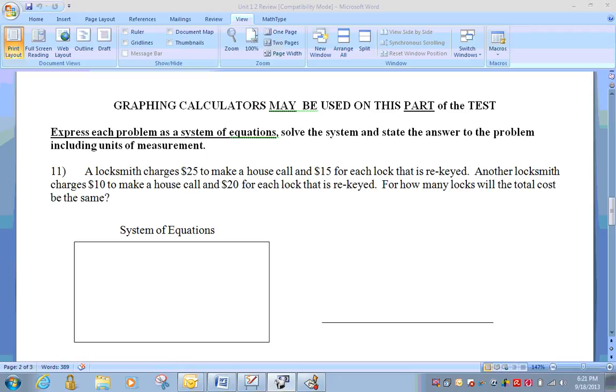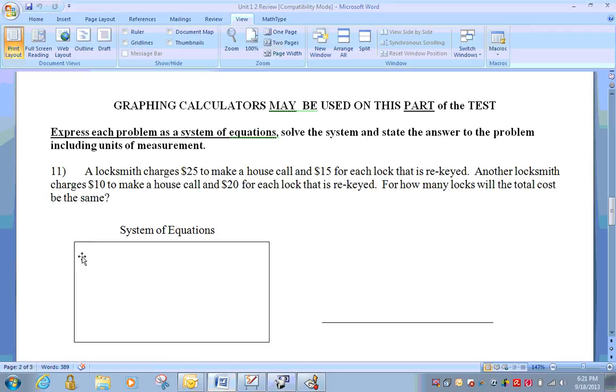Okay, so problem 11 says a locksmith charges $25 to make a house call and $15 for each lock that's rekeyed. Another locksmith charges $10 to make a house call and $20 for each lock that is rekeyed. For how many locks will the total cost be the same?